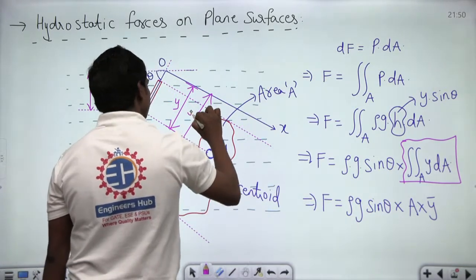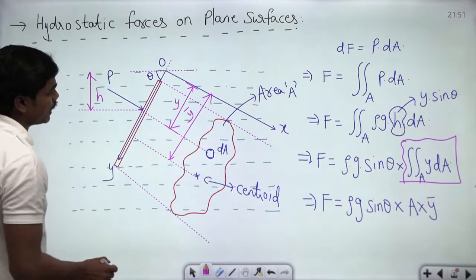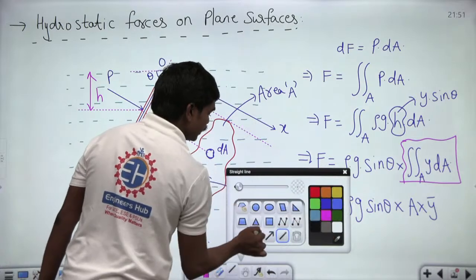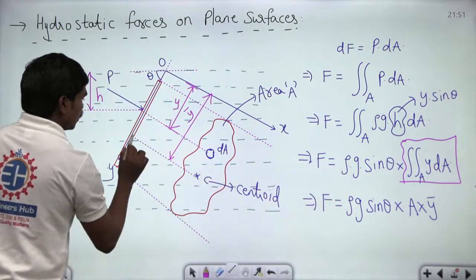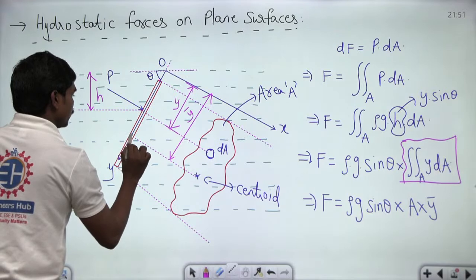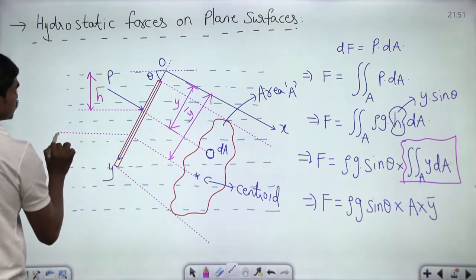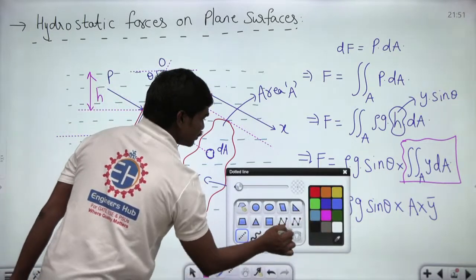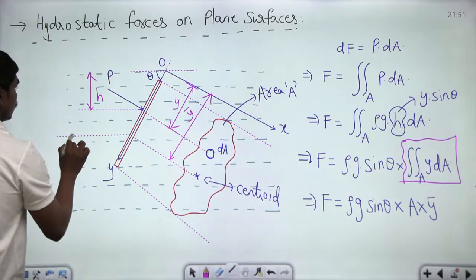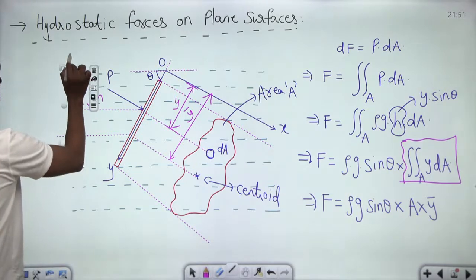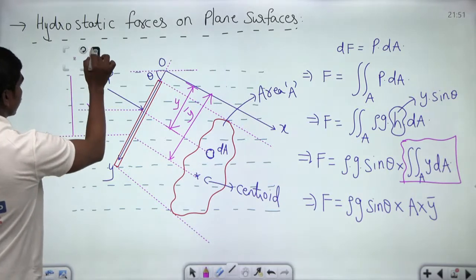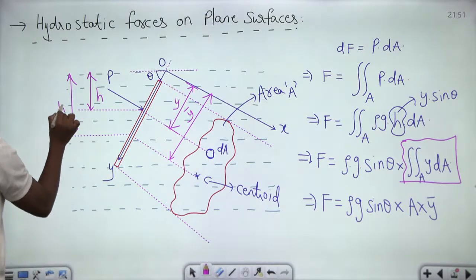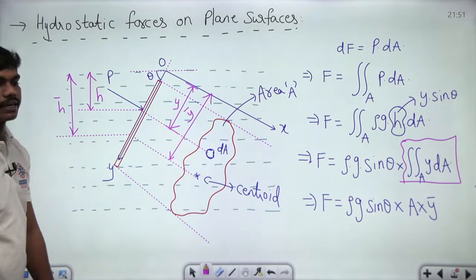So, see here, let us suppose you are calling this y bar, then definitely you can extend maybe till this point, and this will be your h bar undoubtedly, correct? So, this will be your h bar, from this free surface, which is the height at which this centroid is located, correct? So, this will be your h bar, which means the depth at which this centroid is located in this figure.